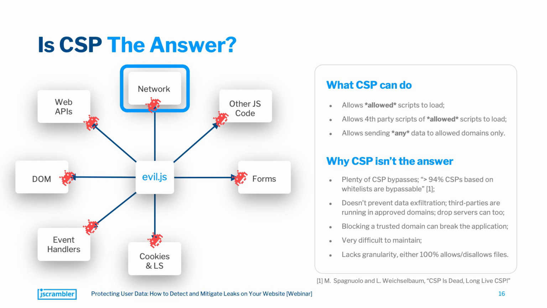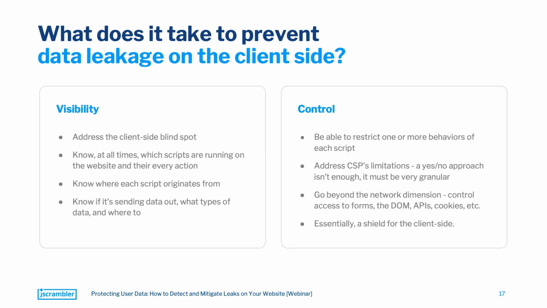It's an all or nothing kind of thing. After going through all of these limitations of WAFs and CSP, it's actually a lot easier to understand the specific requirements of effectively preventing data leakage on the client side. On one hand, we need to provide visibility over what's actually happening on the client side. So we need to monitor each individual script in real time and know their specific behaviors.